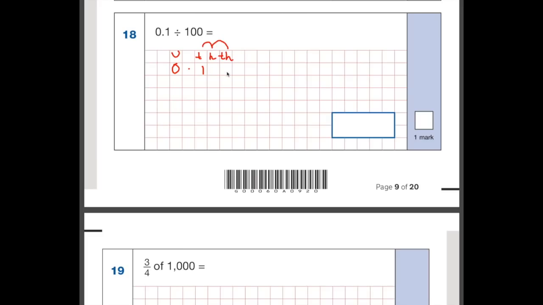So this 1 will be here. Put that there. There'll be a 0, 0. The decimal point doesn't move, and then the 0 there. Because the 1 is the only thing that has a value, that's moved 2 spaces to the right. 0.001.